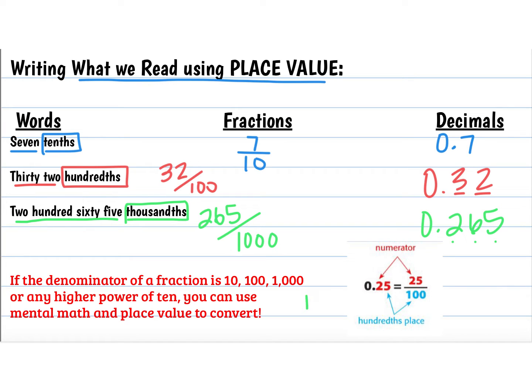And then write this part down here. If the denominator of a fraction is 10, 100, or 1,000, or any higher power of 10, so that means 10,000, 100,000, you can use mental math and place value to convert, right? So if the denominator is 100, that tells us it ends in the place value hundredths. If it's 1,000, then we can easily write it as a decimal. And that's shown with that numerator and decimal problem right there.